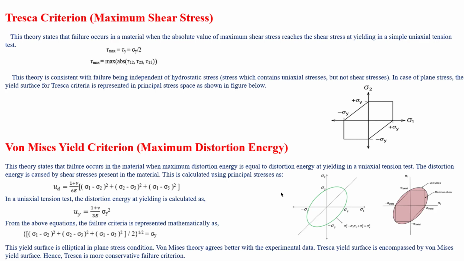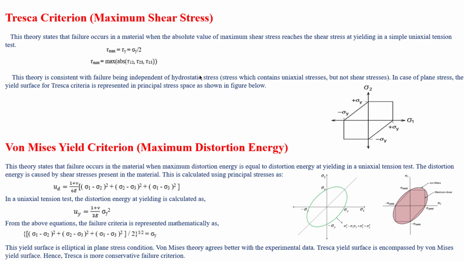And you need to remember one more thing, whatever the Tresca criterion is, it will be encompassed by the von Mises yield surface. In the sense, you could see that the Tresca criteria is well fitted into the von Mises criteria itself. So we can even consider the von Mises criteria for solving the Tresca criteria as well. But if you want to consider the plane stress, you can even directly choose this maximum shear stress as well, or you can even consider the von Mises yield criteria as well.